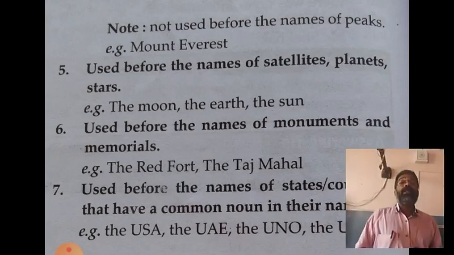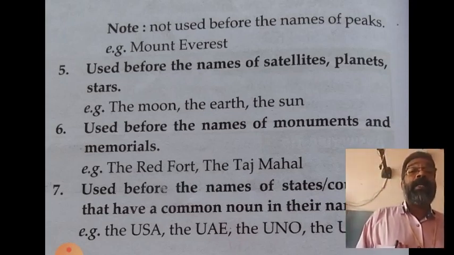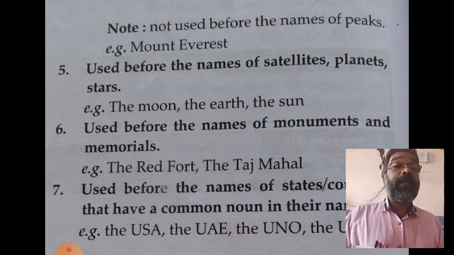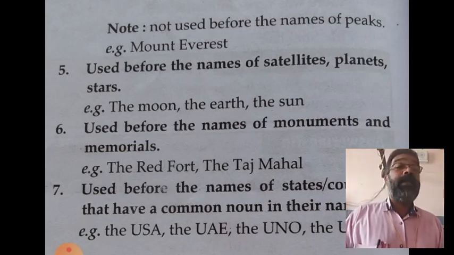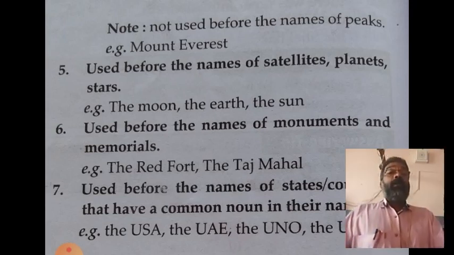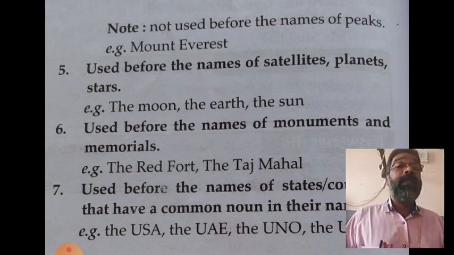Next use, used before the names of satellites, planets, stars, etc. We say the moon, the earth, the sun. Moon is a satellite, earth a planet, sun a star. Used before the names of monuments and memorials. Examples: the Red Fort, the Taj Mahal.